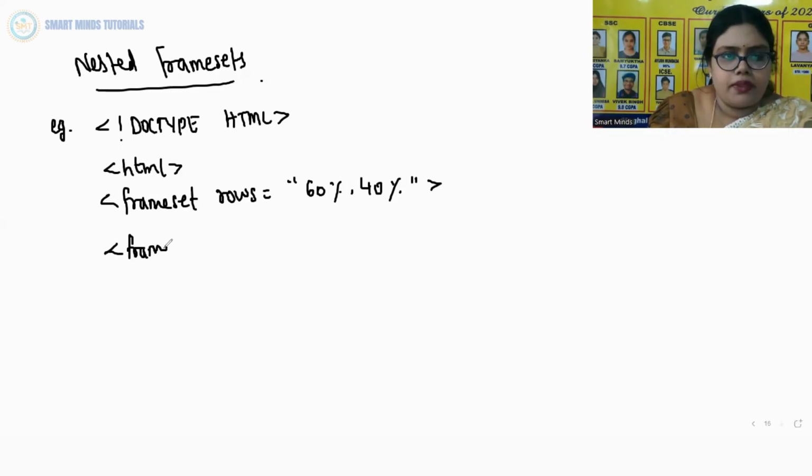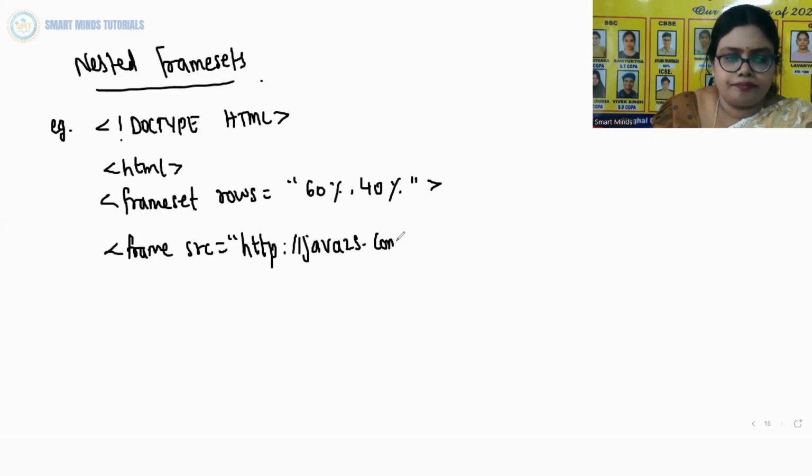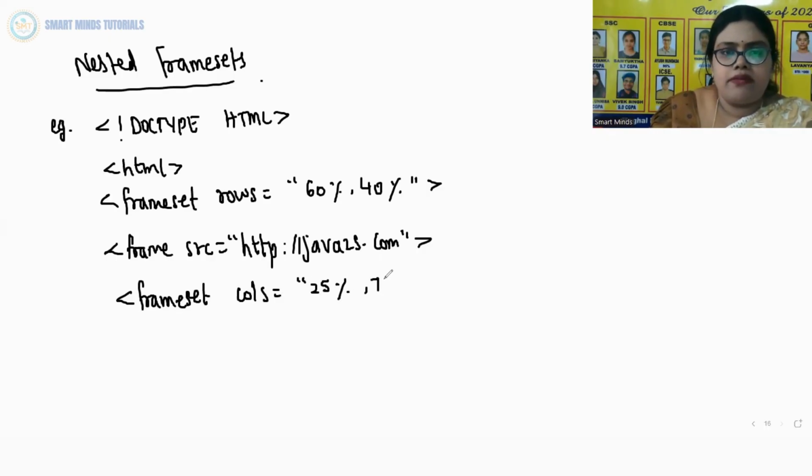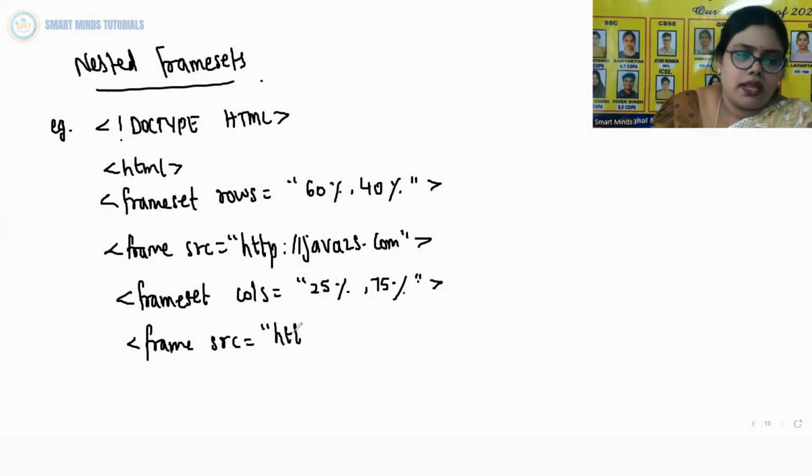Now frame src equals, we can give a link over here, http://java2s.com. Now we set the columns. Frameset columns equals 25%, 75%. Then frame src equals http://java2s.com.